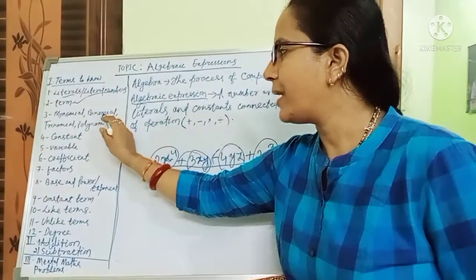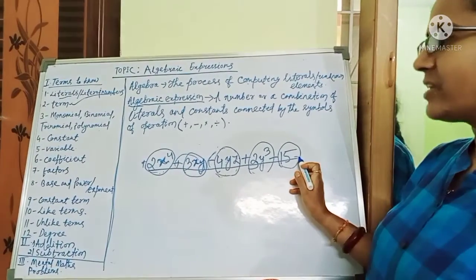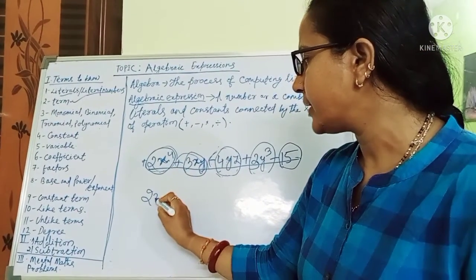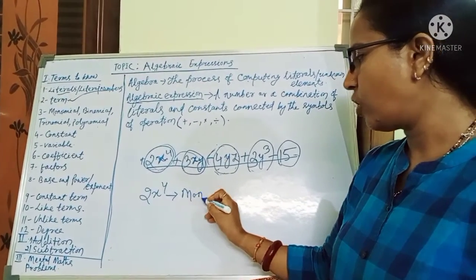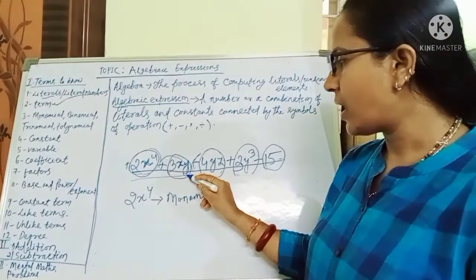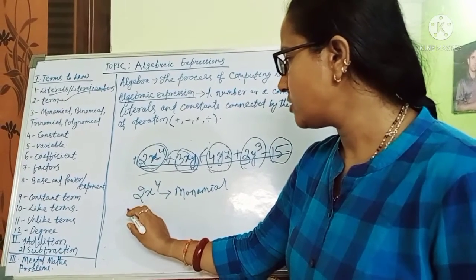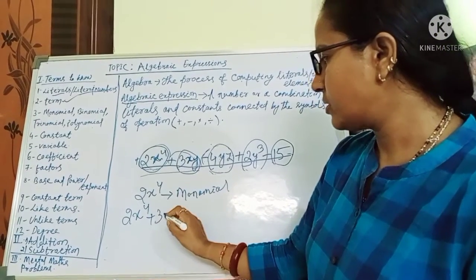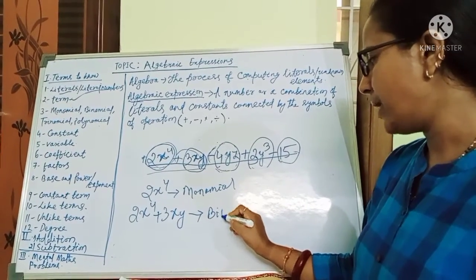Then monomial, binomial, trinomial and polynomial. If the algebraic expression has only one term in an expression, this is called monomial. If there are two terms in an expression, it is known as binomial. If you see two terms in an expression, then it is nothing but a binomial.